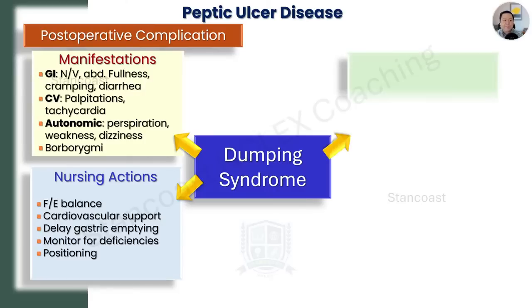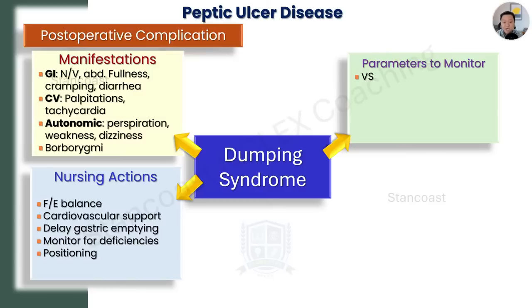Now, for the parameters to monitor, what are we going to be looking at? Well, vital signs, for one, such as the blood pressure, heart rate, temperature will be our reference values. We have GI manifestations. We have frequency and severity of diarrhea, maybe nausea and vomiting. So these are things that we need to keep an eye on.